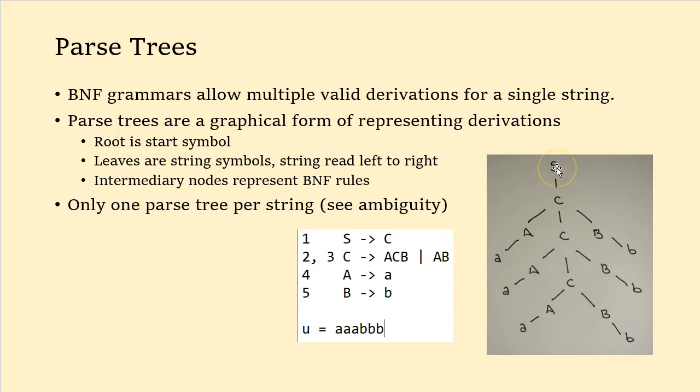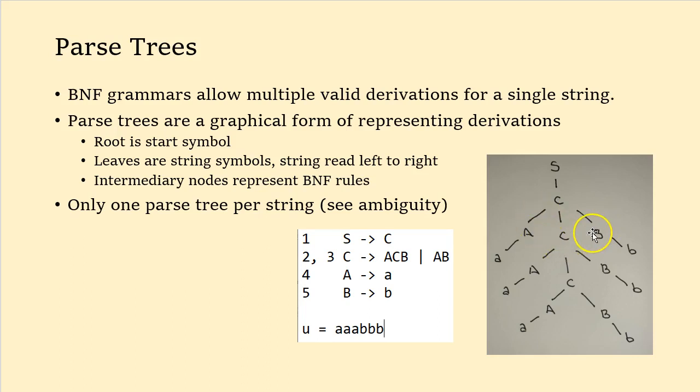So, for a parse tree, the start symbol is the root. And from there, you start using the rules that were represented to develop the string. So we have rule number 1, start symbol produces C. Rule number 2, a C can be replaced by an A, a C, and a B. Now notice, only one terminal or non-terminal is going to be in each position on the tree. So if in the grammar C is replaced by ACB, that means that when you see a C, it's going to branch 3 times. It's going to be 3 separate items coming off of that C.